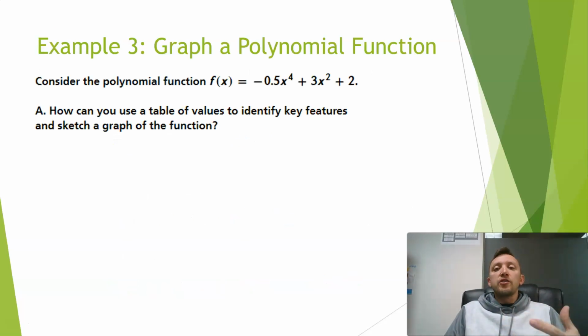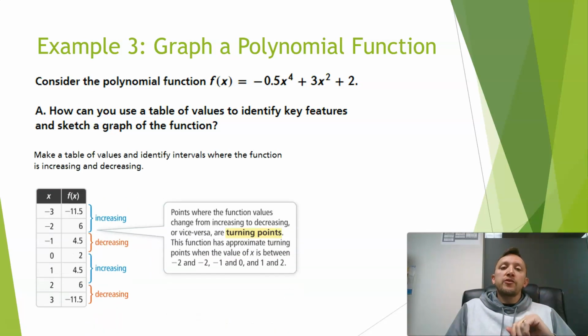All right, so looking at this equation, this polynomial, we're going to look at a table, and I did get an idea of what the graph would look like from the table. So here, what we're going to do is put some numbers in for x, like -3, -2, -1, 0, 1, 2, and 3.